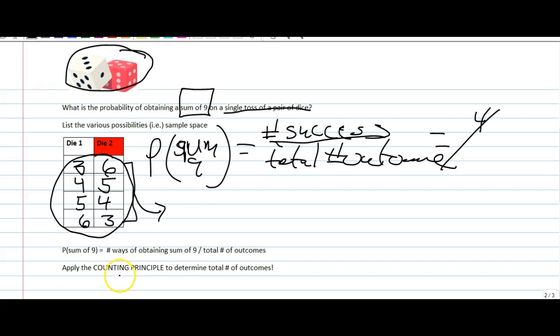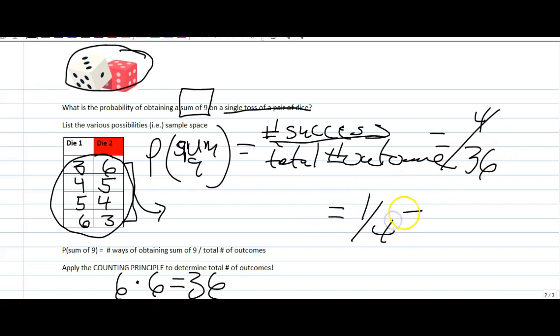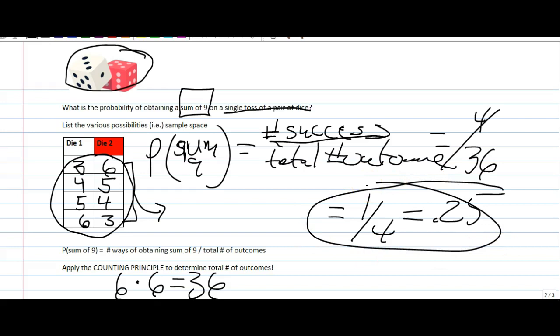If one event can occur in m number of ways, so that I have 6 choices for the first die, and another event can occur in n number of ways, I have 6 choices for the second die, then they can occur together in m times n number of ways. So when I toss a pair of dice, there are 36 possible outcomes. 4 of those result in a sum of 9, which is equal to 1/4 or 0.25. Remember that probability is always a number between 0 and 1.